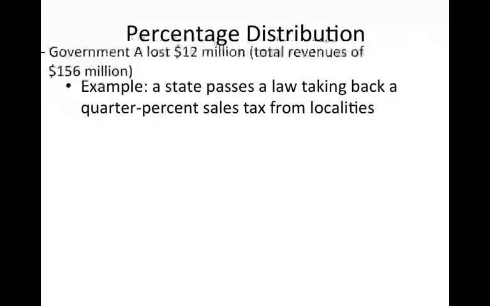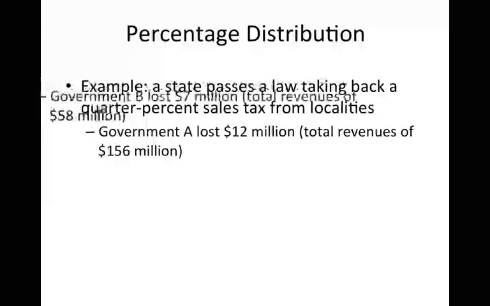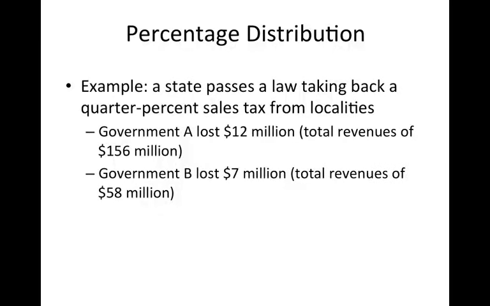So let's look at an example. There's a state that passes a law and it takes back a 0.25% sales tax that it had previously given to local governments. And two governments, Government A and Government B, both lost money because of this. Government A lost $12 million, Government B lost $7 million. So who did this affect worse? Well, if you just look at those dollar amounts, Government A lost $12 million, which is more than the $7 million that Government B lost.